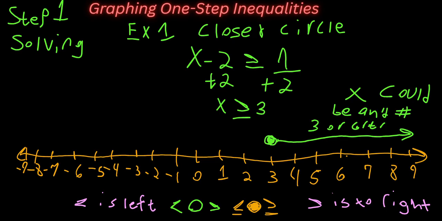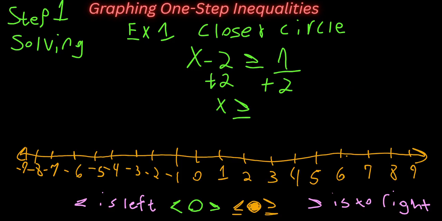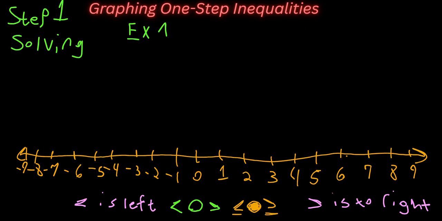Okay, so that's a closed circle example. This is not an intuitive thing, the closed circle part. I find that the visual graphing is very intuitive. It makes sense. The closed or open, not so much. So just remember, if it doesn't include it, it's an open circle. If it does include it, it's a closed circle.